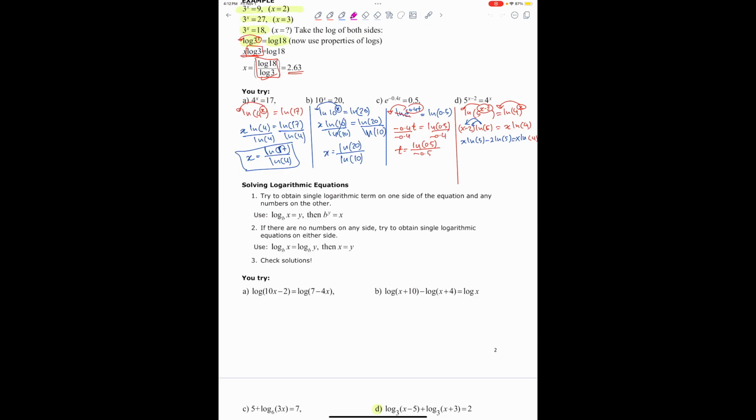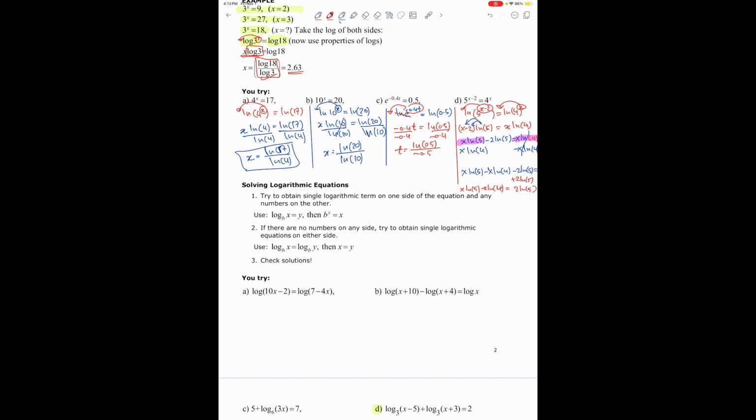Now we gather all of the x terms together, which is this term and that term. And then we have to move the term that doesn't have an x to the other side. So I'll subtract x natural logarithm of 4 from both sides. I will get x natural logarithm of 5 minus x natural logarithm of 4 minus 2 natural logarithm of 5 equals 0. Now you will need to add 2 natural logarithm of 5 to both sides of the equation. So you will have x natural logarithm of 5 minus x natural logarithm of 4 equals 2 natural logarithm of 5.